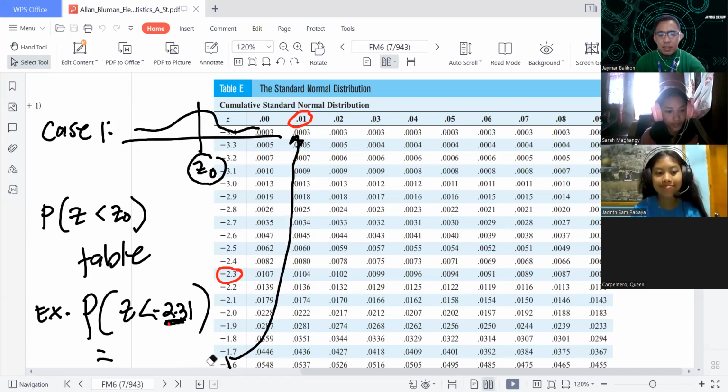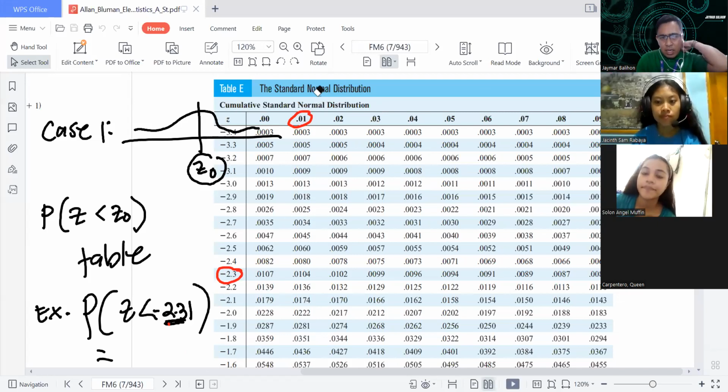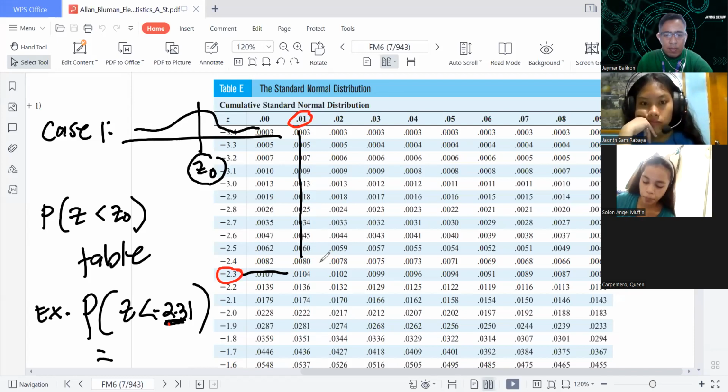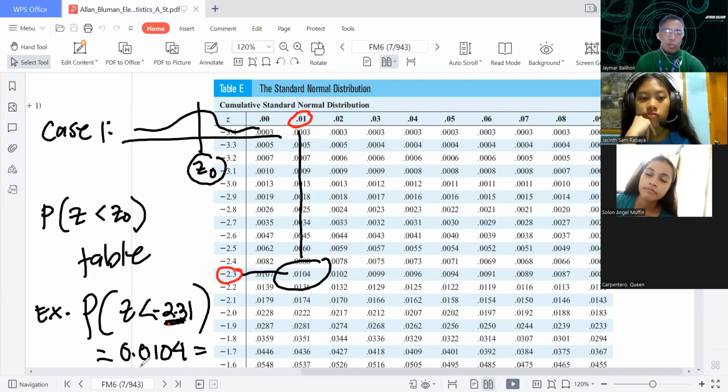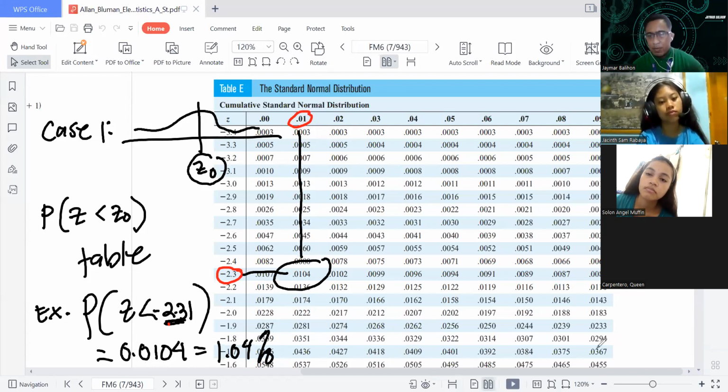Understood, class? Yes, sir. Then, by the way, did I record it already? Yes, sir. Okay, good. Then after you locate that one, you are going to look for this value. You cross them, and it will now be the value. So the answer will be 0.0104. Or in percent, you just move two places to the right, 1.04%. Clear? It's easy for less than.